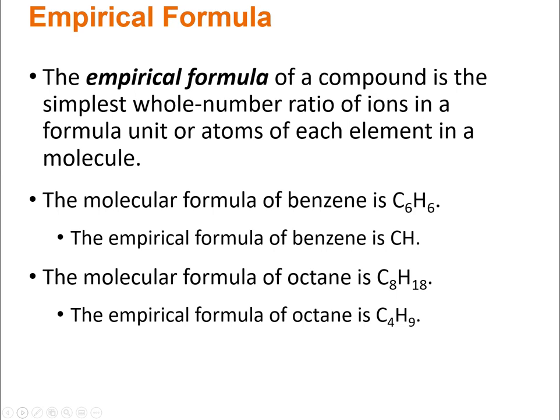The next topic we need to talk about is the empirical formula. We're going to be figuring out the empirical formula of some substances. We got to define what that is first. The empirical formula of a compound is the simplest whole number ratio of ions in a formula unit, so that would be like an ionic compound, or atoms of each element in a molecule. But what I want to highlight is the simplest whole number ratio. It's got to be a whole number.